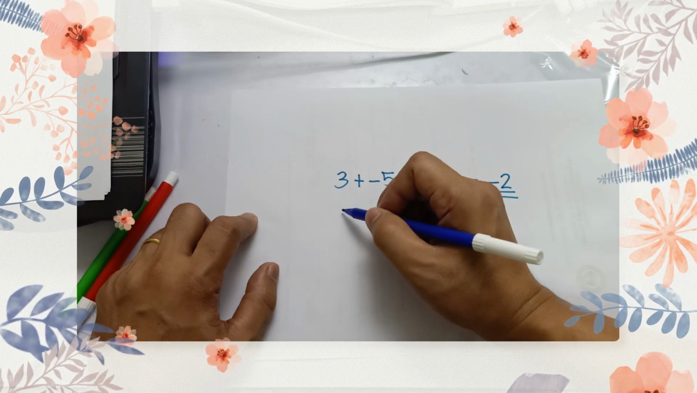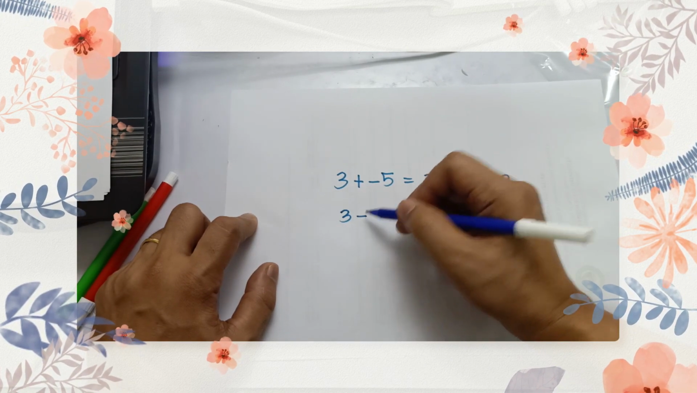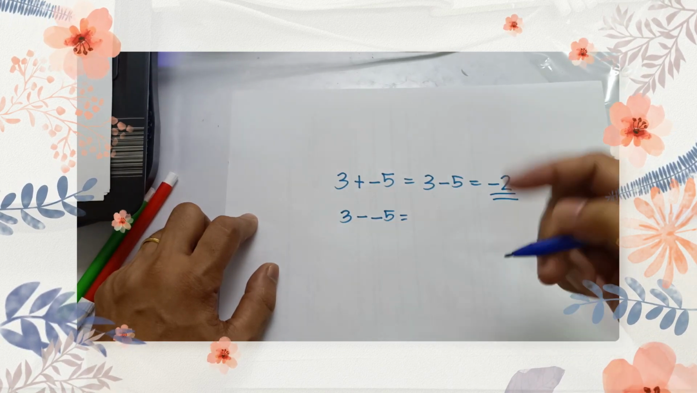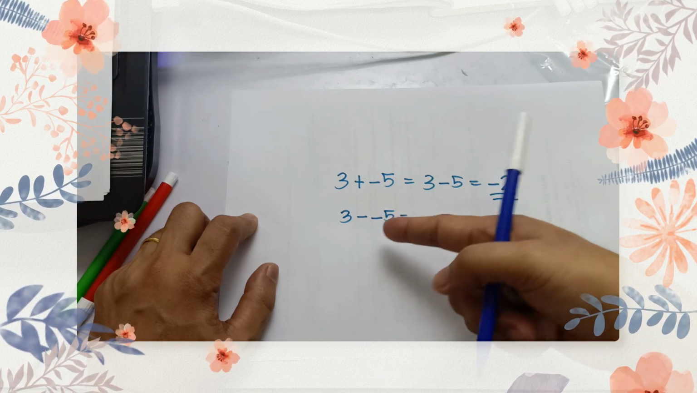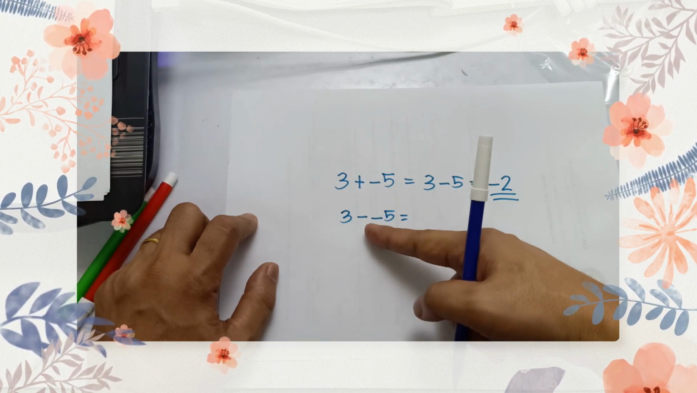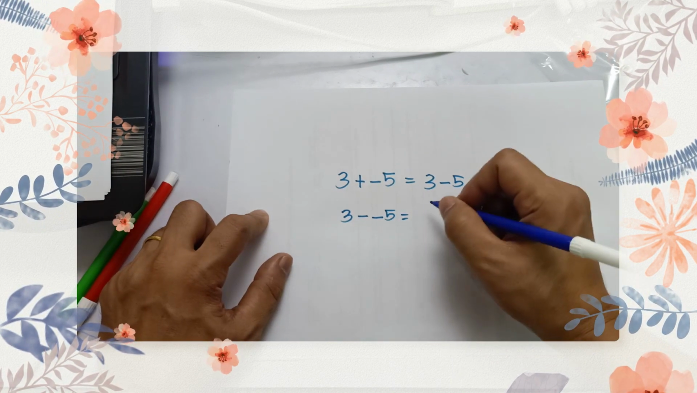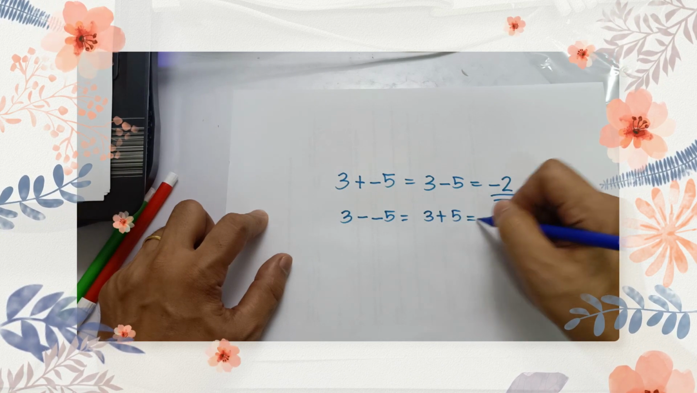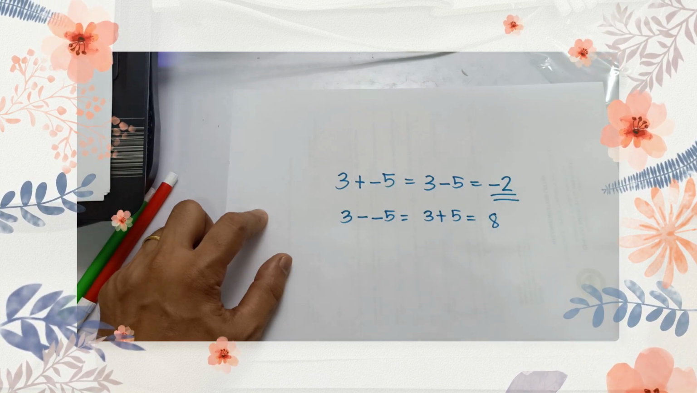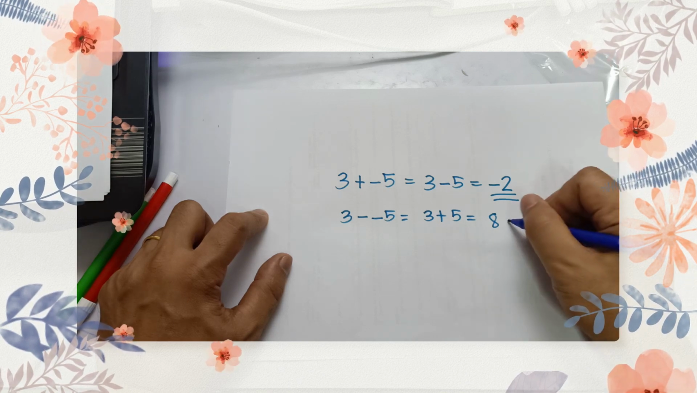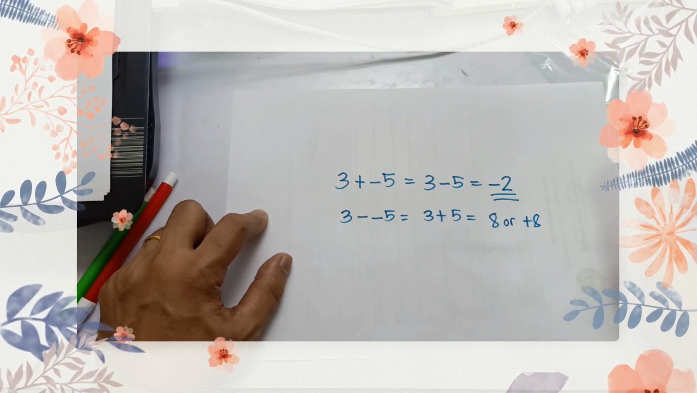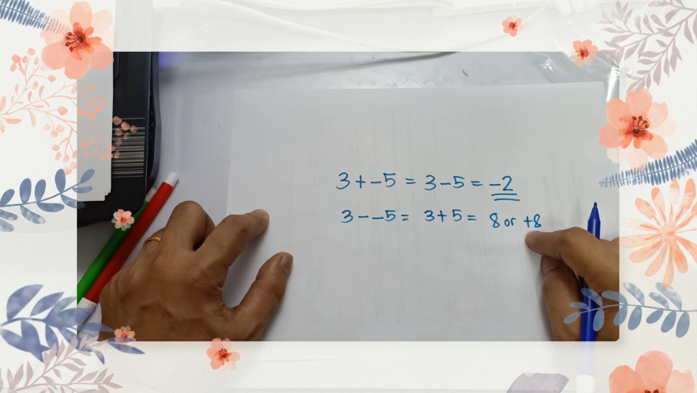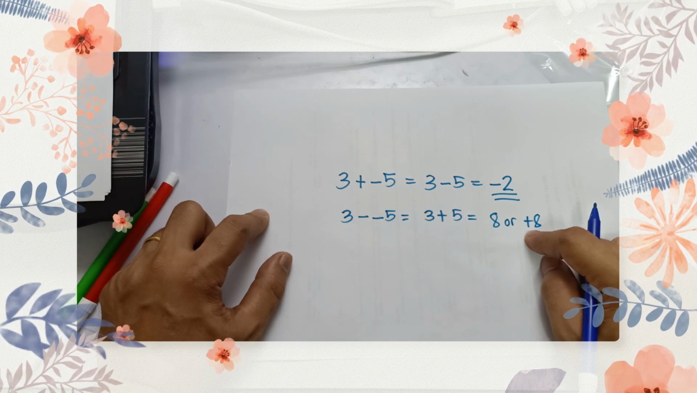Another one, if you have 3 minus minus 5, or 3 minus negative 5, you still remember the rules. If you have the same signs next to each other, the answer is positive. So 3 plus 5 is equal to 8, or positive 8. It's the same. If there is no written sign, it is understood to be positive.